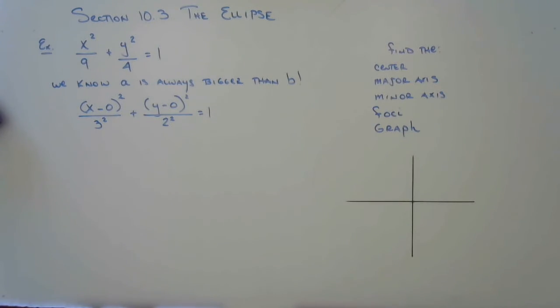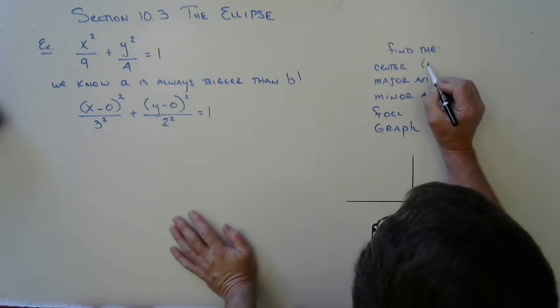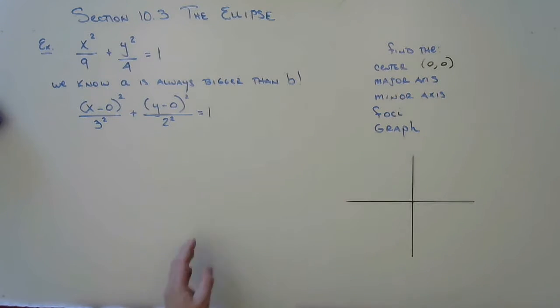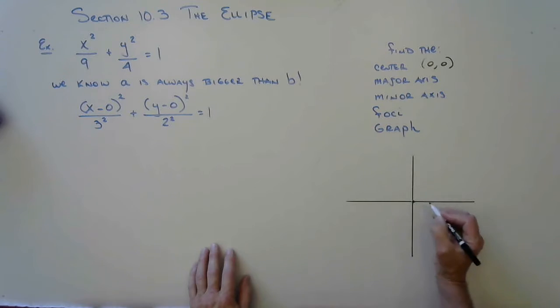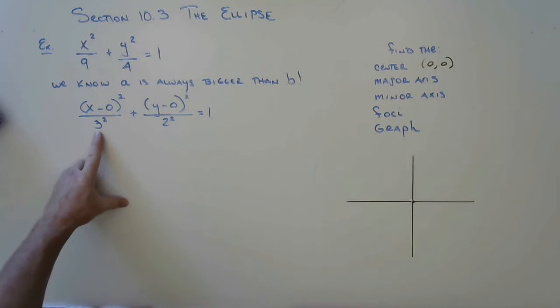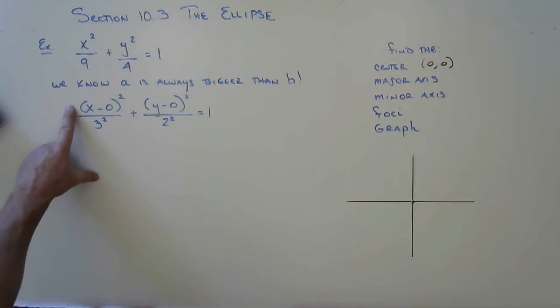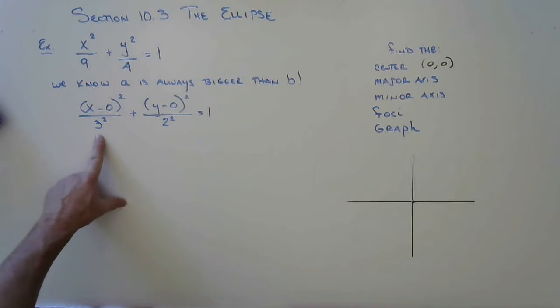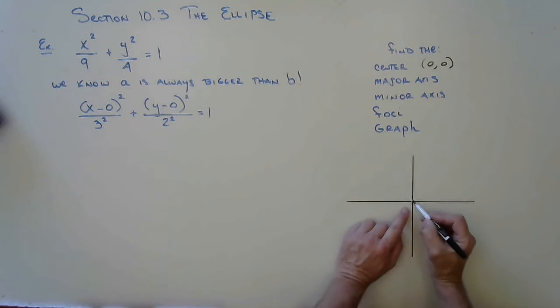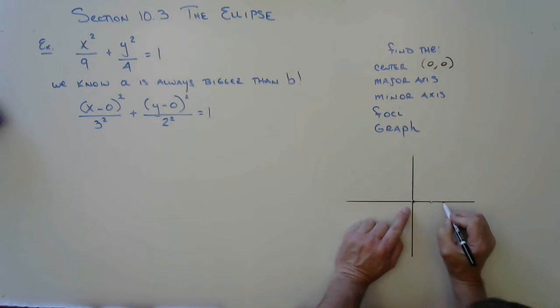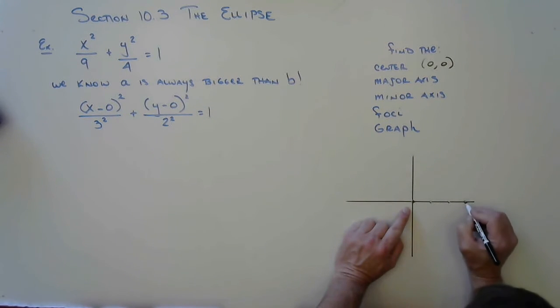Now, where is our center? We can see our center. It's right there. Our center is 0, 0. So that's my center, 0, 0. I'm going to put a dot there. Now, A is always the biggest one. So A is 3, B is 2. A is under X in this case. So this is a 3, so from the center, I'm going to go in the X direction 3 units. Okay, and I'm going to put a dot.